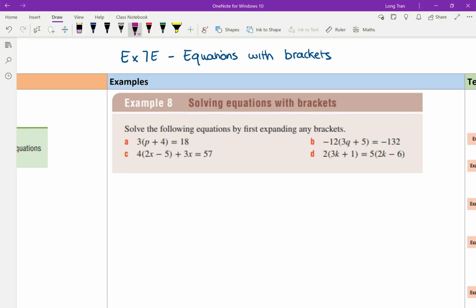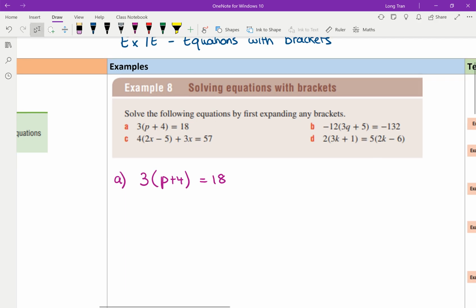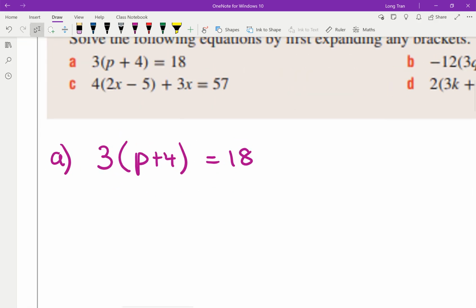I want you to copy down this example here. You've got A. We're going to start off with A, which is a relatively easier example. 3 times P plus 4 is equal to 18. Notice the language I was using just now. I said 3 times, even though we don't write it there. 3 next to a bracket means times. Anytime you don't see a symbol in between, it's always times. We're just lazy to put the times symbol. So 3 times P plus 4 is equal to 18.